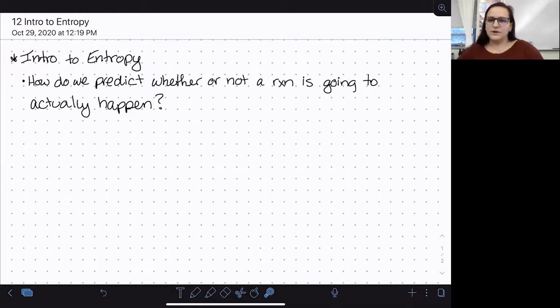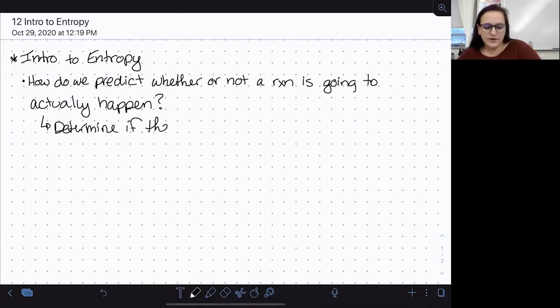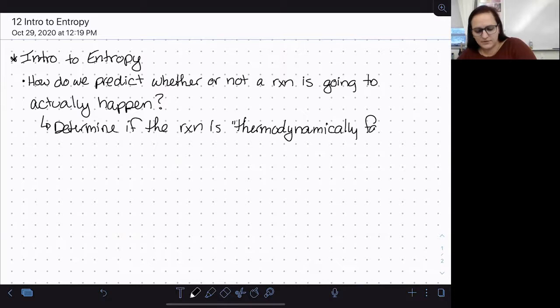So we're going to start to answer this question of how do we actually predict that? And the short answer is that we need to determine if the reaction is what we call thermodynamically favored, which essentially just means, does the energy in this reaction move in the way that the laws of thermodynamics say energy should want to move? So we need to determine thermodynamic favorability.